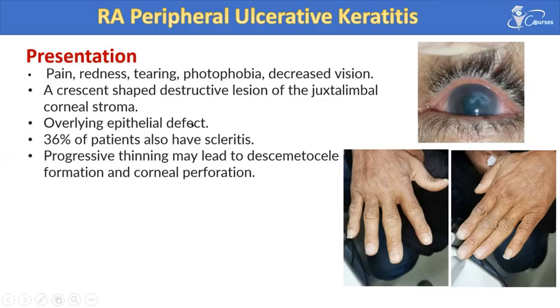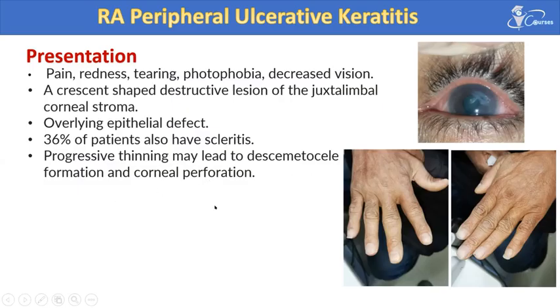A very important feature is that those patients can have sclerokeratitis or corneoscleritis. They have associated scleritis. One of the commonest causes of scleritis is rheumatoid arthritis. Around one third of patients will have associated scleritis. There will be progressive thinning of the cornea that will result in even descemetocele formation and corneal perforation.